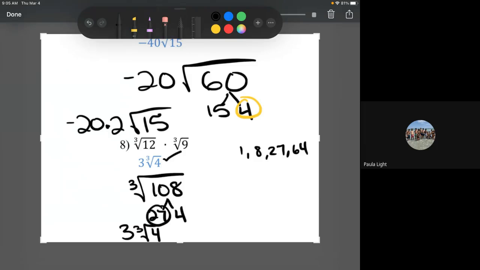I got a timer on here somewhere. Where's my stopwatch? There it is. Got a late start.